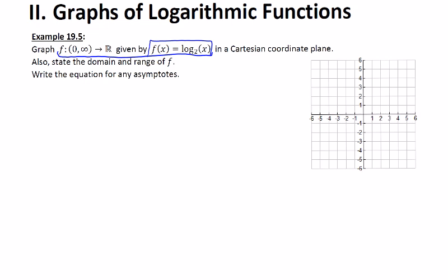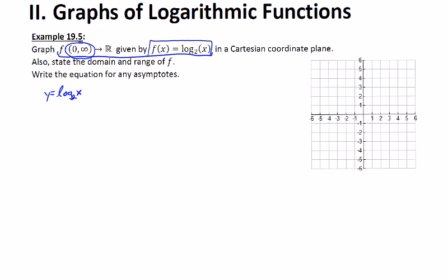Notice that the domain is not all real numbers. It is going to be from 0 to infinity. So in order to work with this, we're going to feel more comfortable looking at the logarithm in its exponential form. So I'm going to start with writing it as y equals log base 2 of x, and then I'm going to rewrite it in its equivalent exponential form.